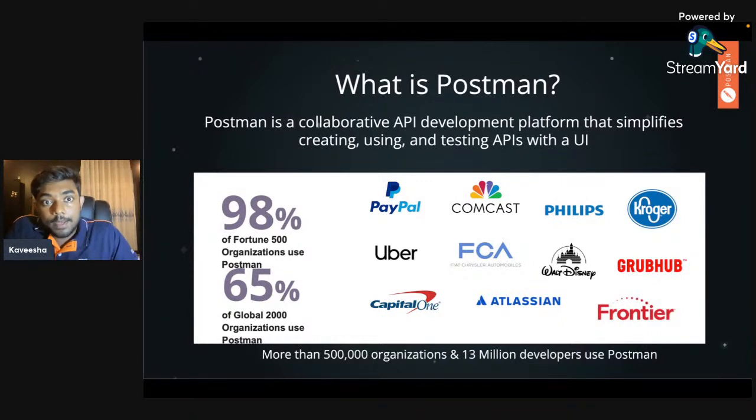So then we can turn to what Postman is, right? Postman is a collaborative API documentation platform that simplifies creating, using, and testing APIs with a UI. So have you guys tried the curl command, curl to get the data or post the data or update the data? Yes or no? Okay, well.